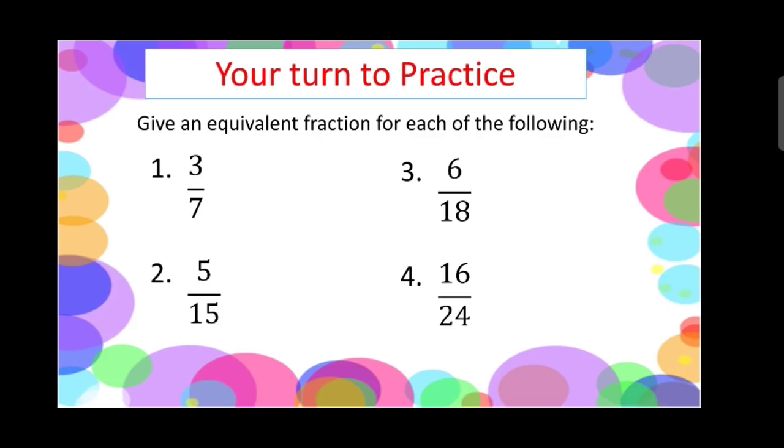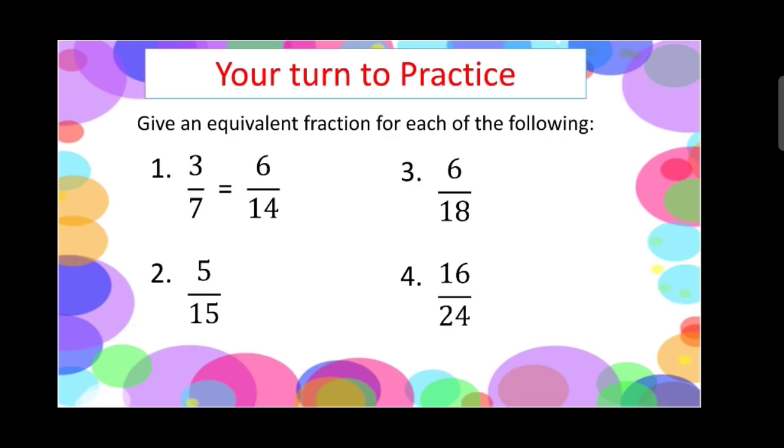Now, notice number 1, 3 over 7. It cannot be divided, so what I did was get its equivalent fraction by multiplying. I multiplied by 2. So, 3 times 2 is equal to 6, then 7 times 2 is equal to 14. Therefore, the equivalent of 3 over 7 is 6 over 14. So 3 over 7 is equal to 6 over 14. They have the same value.